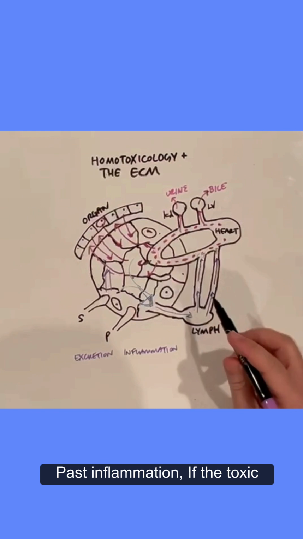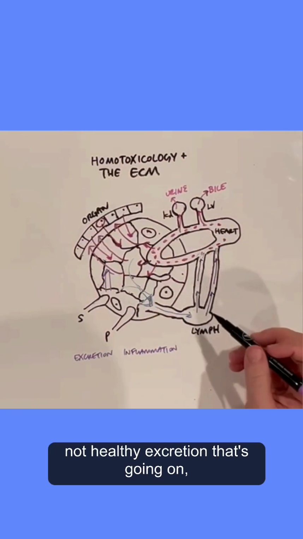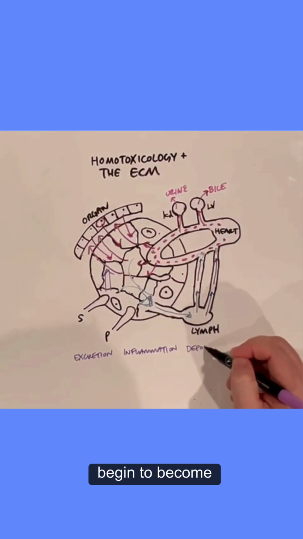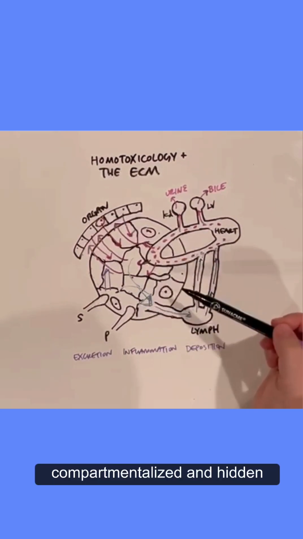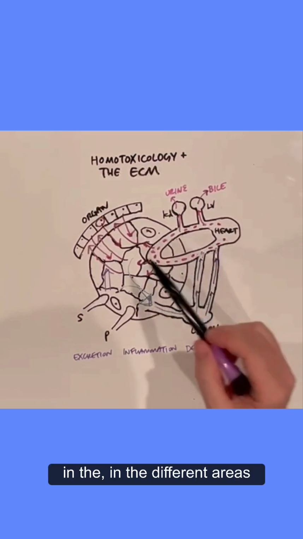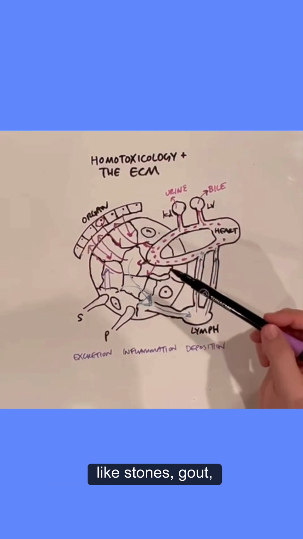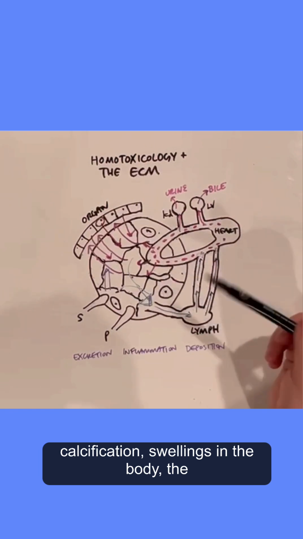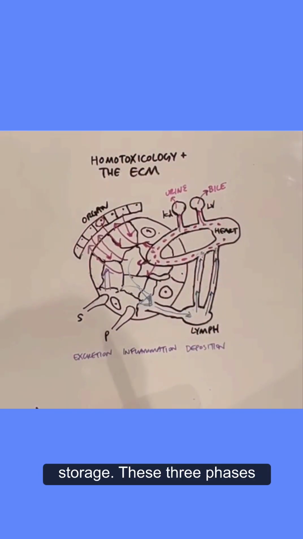Past inflammation, if the toxic load continues to increase and there's not healthy excretion going on, we have the deposition phase. Toxins begin to become compartmentalized and hidden in the different areas of the body. You get things like stones, gout, calcification, swellings in the body. The body's trying to hide it and put it into deeper storage.